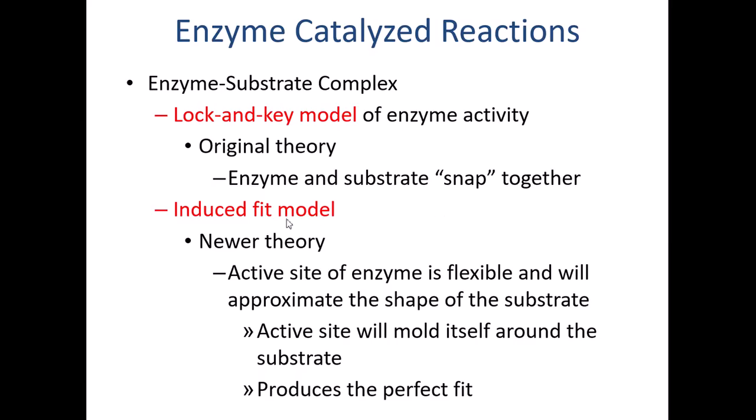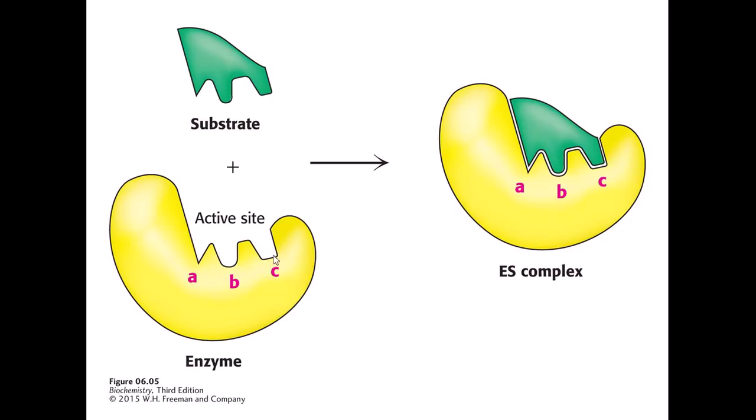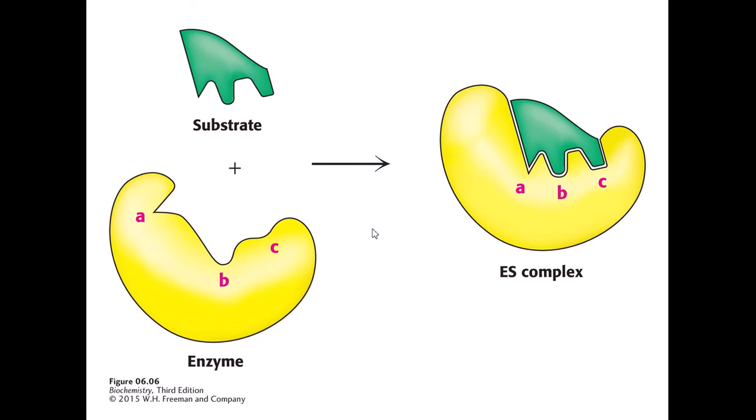So they call this the induced fit model, right? This is the newer theory. The active site of the enzyme is considered to be flexible and will approximate the shape of the substrate. The active site will mold itself around the substrate to produce that perfect fit. So that's what we think is happening in this newer theory. All right, so again, this is the old lock and key model, and this one we're going to call the induced fit model. Again, close, but doesn't fit exactly. But once they come together, the enzyme will conform around the substrate to get our ES complex.